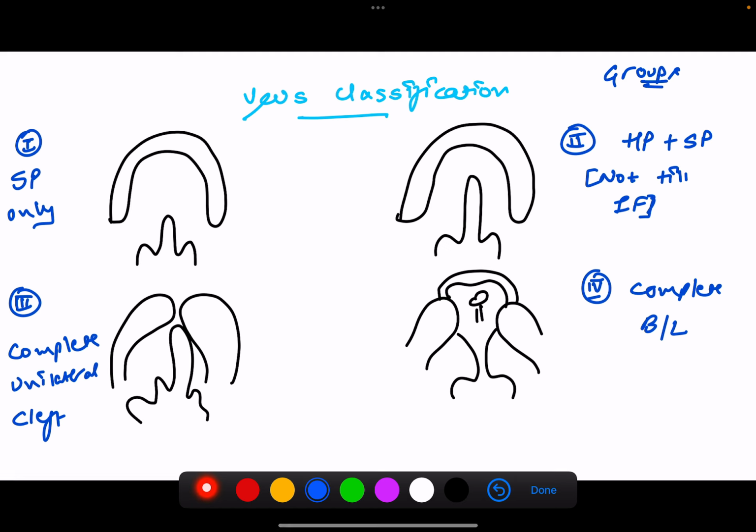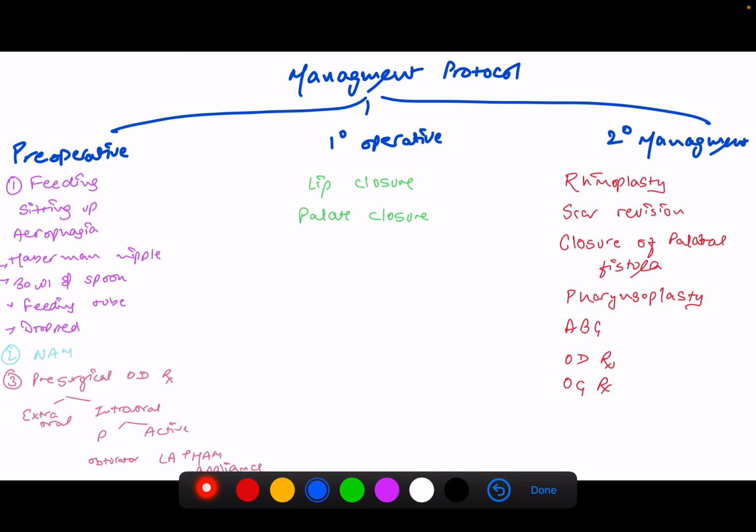Now this is the Veau classification for cleft palate. For group 1, it was soft palate only. For group 2, hard palate and soft palate, but not till incisive foramen. Third one is unilateral cleft lip, and fourth is complete bilateral cleft. For the management protocol, it can be preoperative, primary operative, and secondary management.